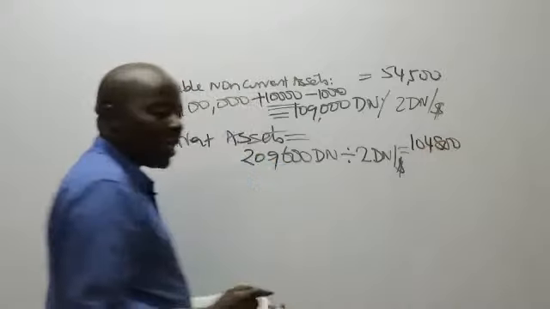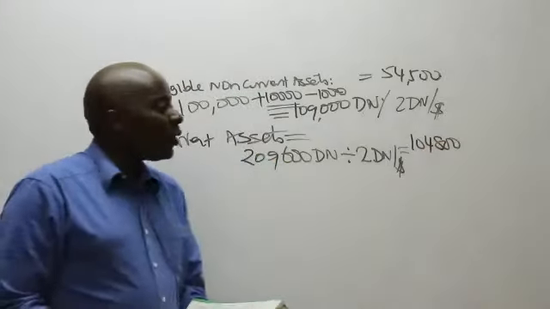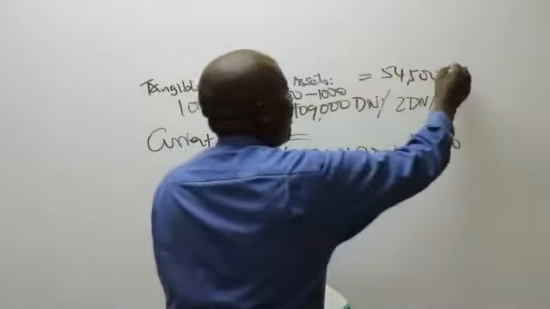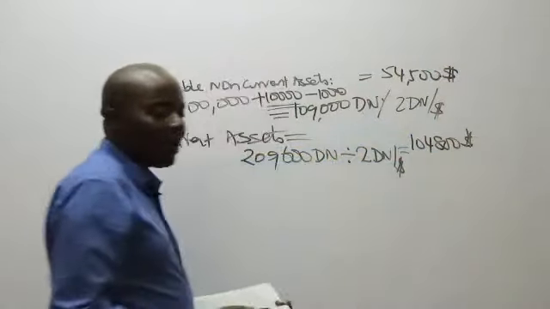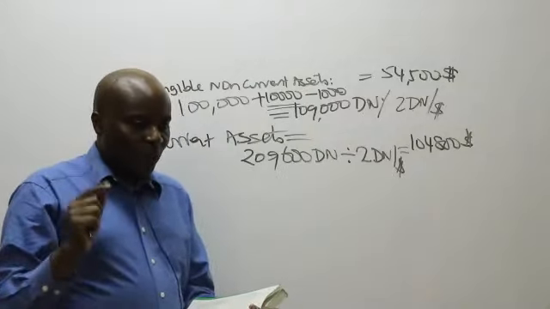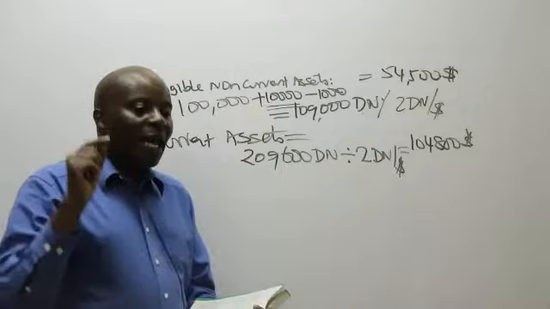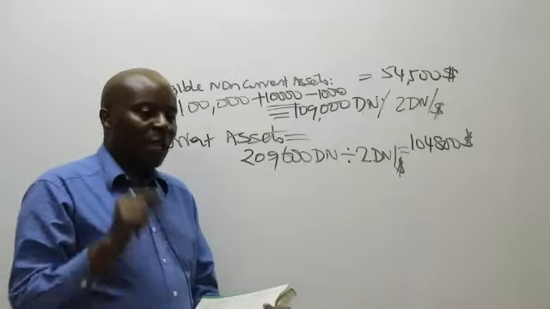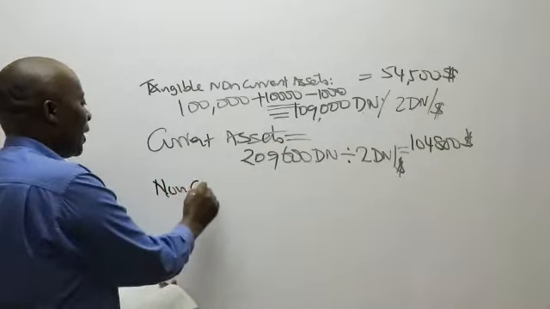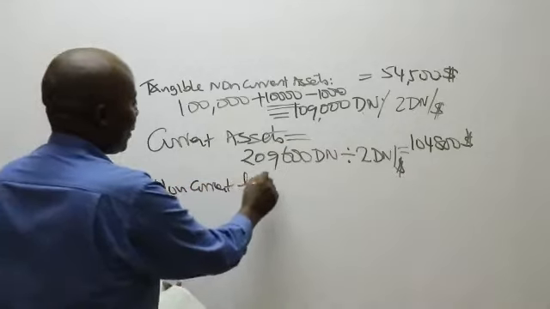104,800. What else am I required to translate? What else? Remember now, these are dollars. What else am I required to translate in the balance sheet? The liabilities, you're right. You guys are bright. So please go ahead and translate the non-current liabilities first.